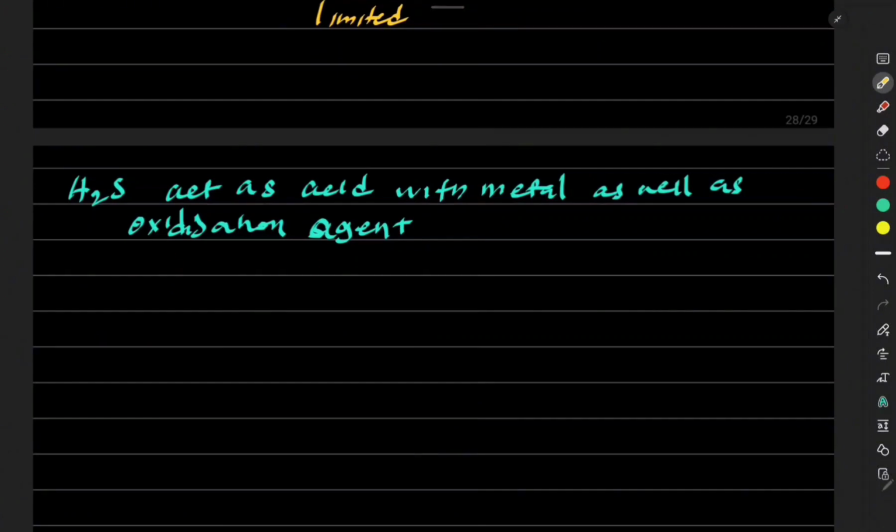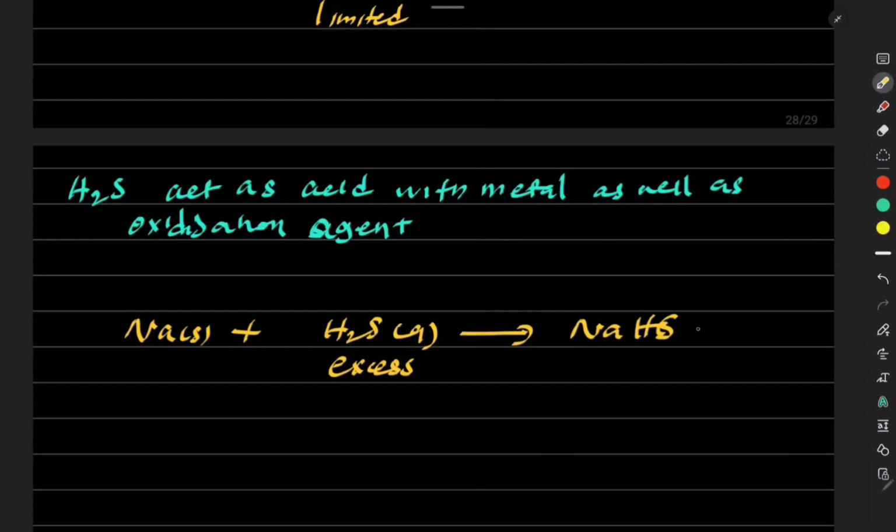The first reaction is metal sodium. Na solid plus excess H2S gas form NaHS solid, the same product as above, but the second product is different. Above they formed H2O, here they produce H2 gas. This is 2, and this is also 2.